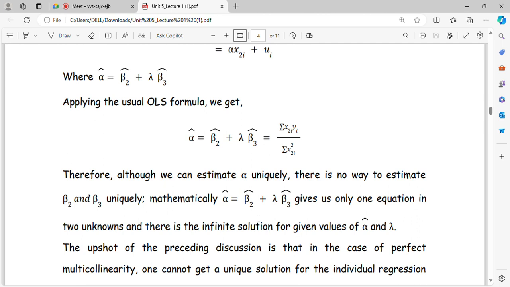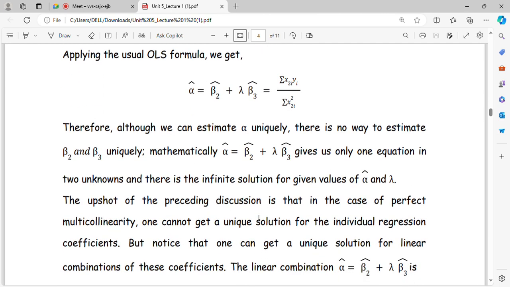Mathematically, alpha hat equals beta 2 hat plus lambda beta 3 hat. It gives us only one equation in two unknowns. And there are infinite solutions for given values of lambda and alpha hat, right? There can be infinitely many solutions. So the upshot of the preceding discussion is that in the case of perfect multicollinearity, one cannot get a unique solution for the individual regression coefficients. We cannot get the values of beta 2 hat and beta 3 hat uniquely.